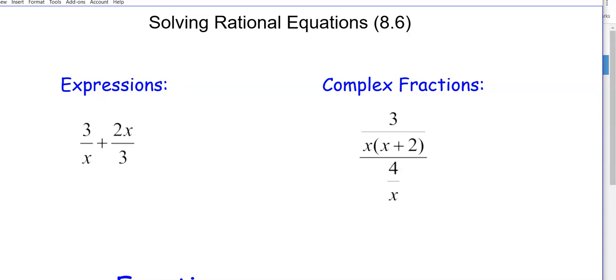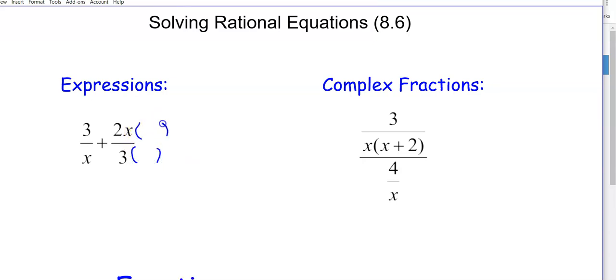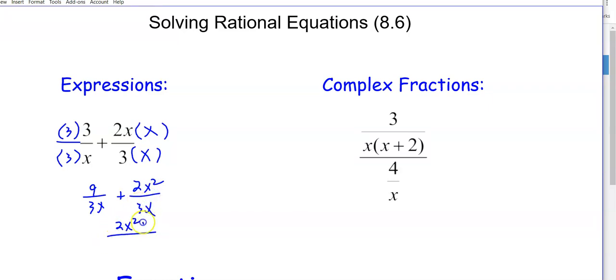Okay, just to recap what we've done the last couple sections, we did one about expressions. If you're dealing with an expression, you need to combine those into one fraction, right? So you need the same denominator. We talked about that, like this one is lacking an x. This one is lacking a 3 here. Once you do that, you get 9 over 3x plus 2x squared over 3x. The final answer there would be 2x squared plus 9 over 3x, because I don't think it simplifies any more than that.